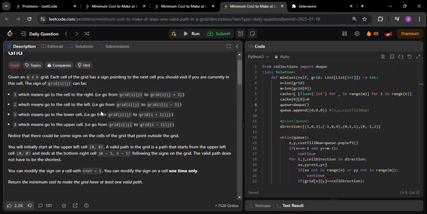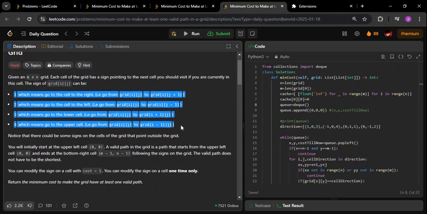Now see this part. Given an m cross n grid, each cell of the grid has a sign pointing to the next cell you should visit if you are currently in this cell. So each cell has a sign which tells you which is the next cell that you are going to visit. As simple as that. The sign of a cell can be one among 1 to 4. So what are their meanings?